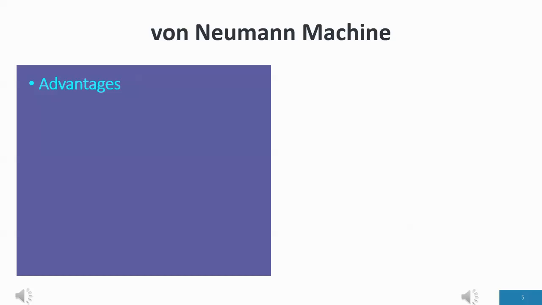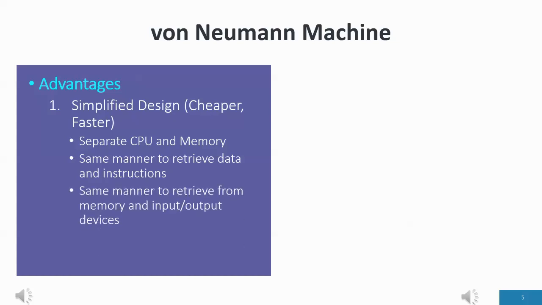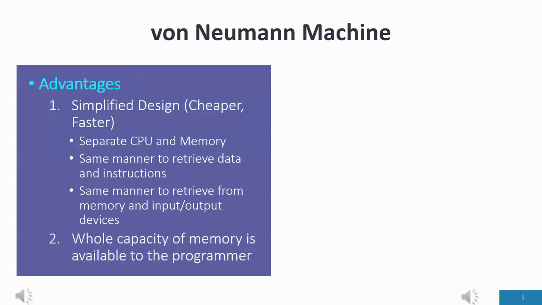Von Neumann machine model has some advantages. One, it has simplified design, so it's cheaper and faster. Because it separates CPU and memory, it uses the same manner to retrieve data and instructions, and the same manner to retrieve from memory and input-output devices. Two, the whole capacity of memory is available to the programmers.